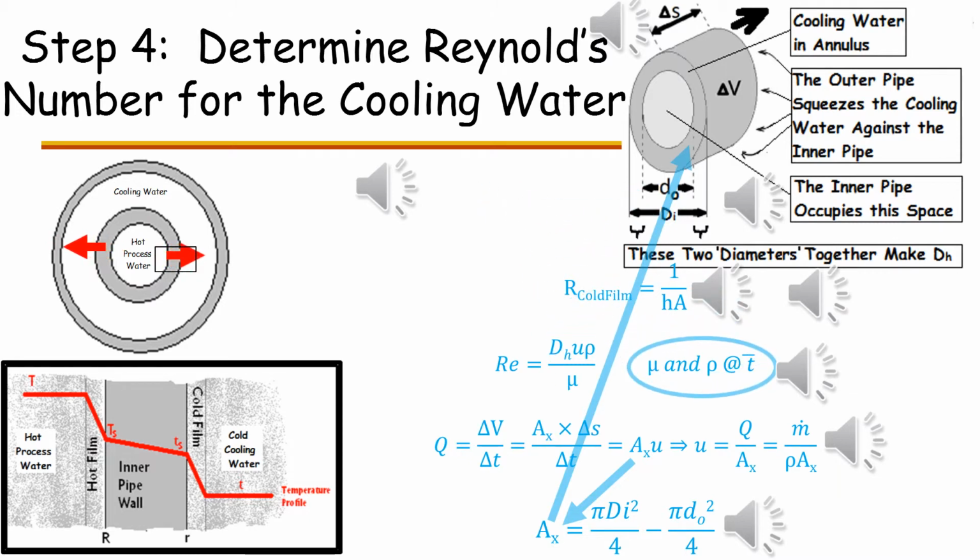You need to determine the physical properties, viscosity and density, at the average temperature of the cooling water, as specified in Table 8.4. This table contains the circular tube Nusselt correlations that you need to calculate the heat transfer coefficient, but using the hydraulic diameter instead of a normal diameter, as specified below the table.